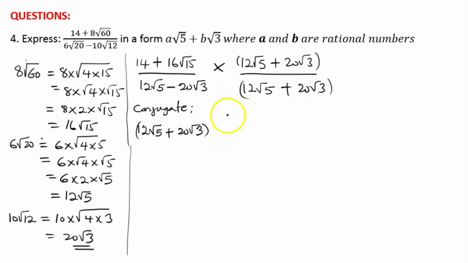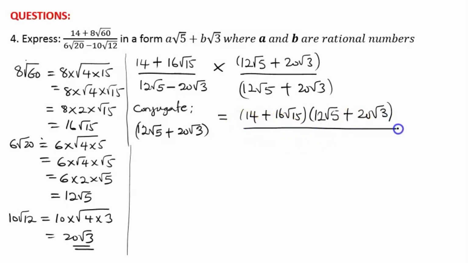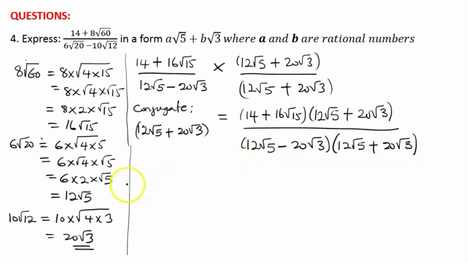So if this is done properly, we are going to have two things at the numerator. We have bracket open 14 plus 16 root 15, then we also have 12 root 5 plus 20 root 3, divided by, at the denominator side, 12 root 5 minus 20 root 3, then we also have 12 root 5 plus 20 root 3. So this is what we have. So what do we do now?